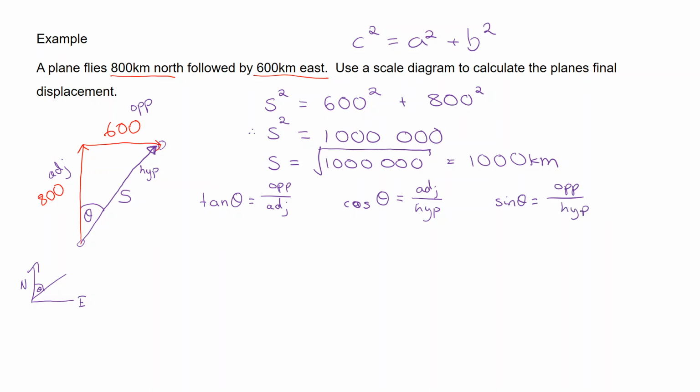Okay, because I've decided I want to use the adjacent and the opposite, I'm using the formula that has adjacent and opposite in it, which is tan theta. And I'm solving for theta. So I go tan of theta equals the opposite, which is 600, divided by the adjacent, which is 800. And I need to solve for theta. So I don't want tan theta, I want theta.